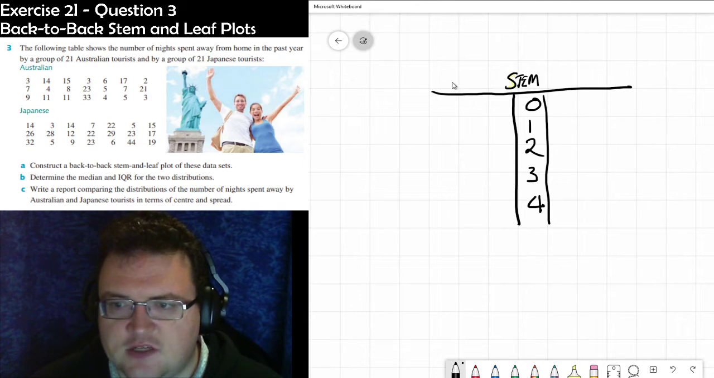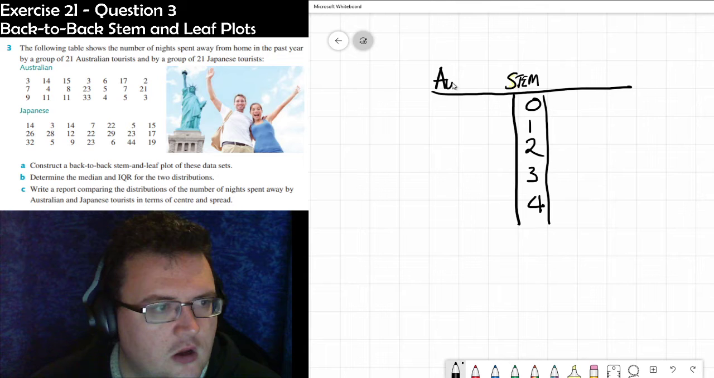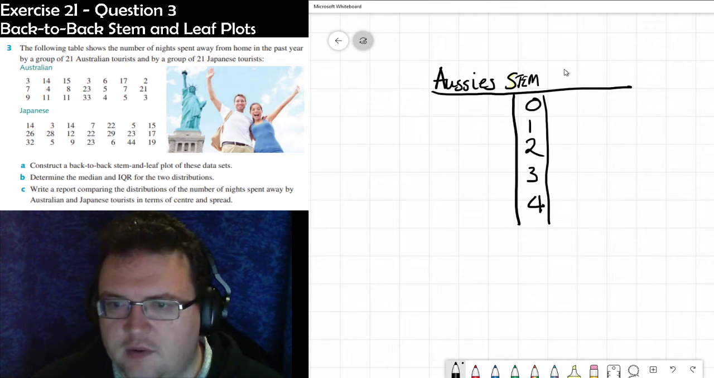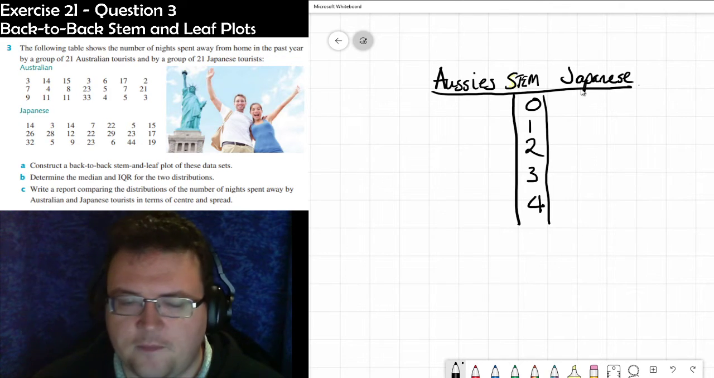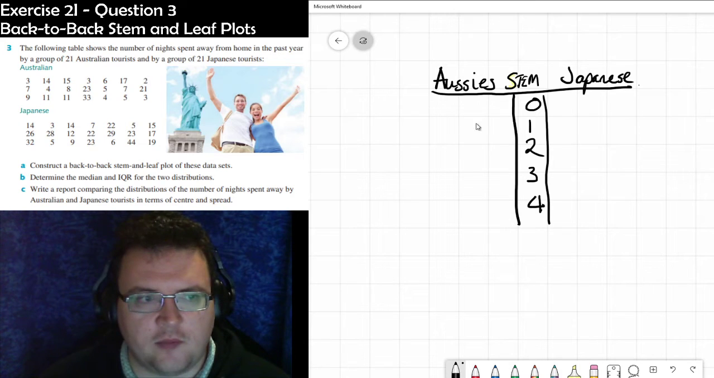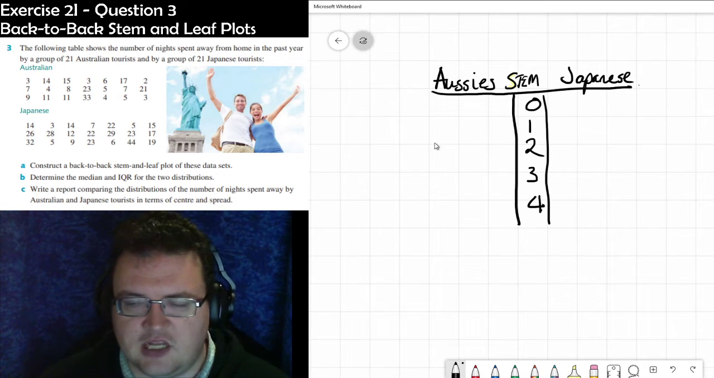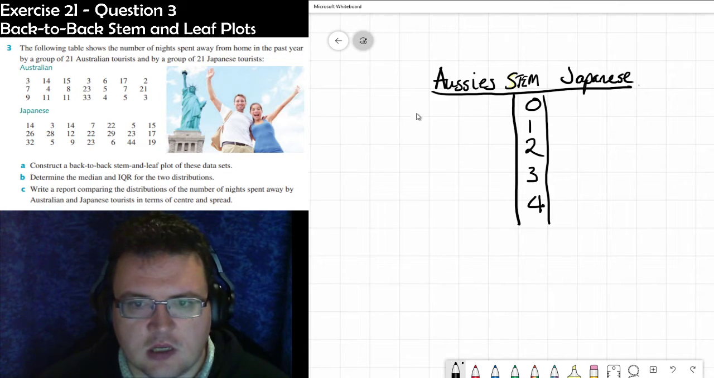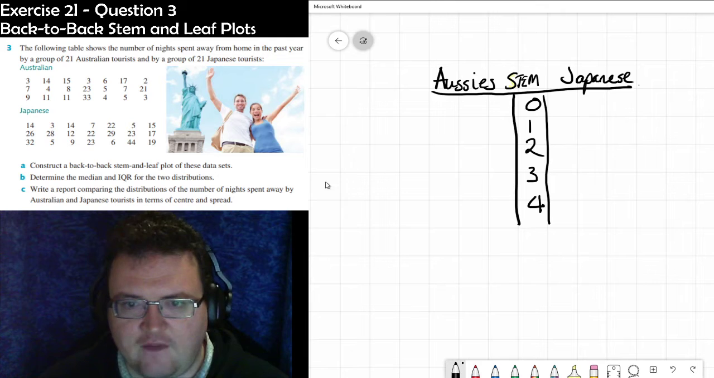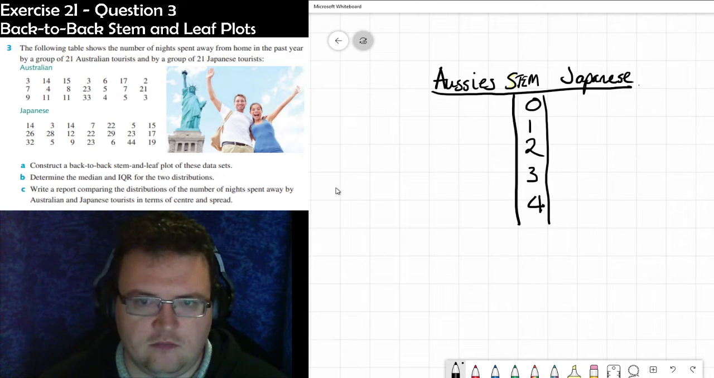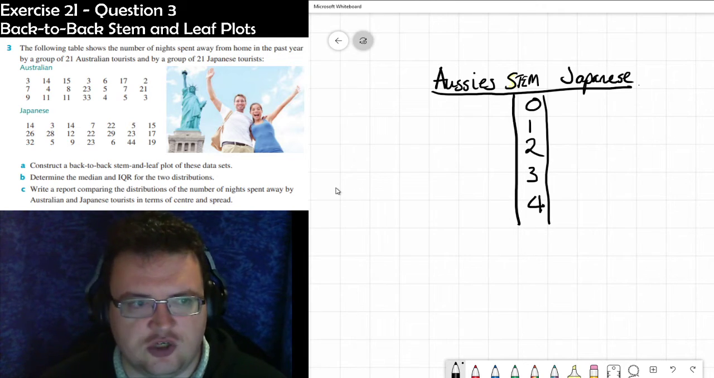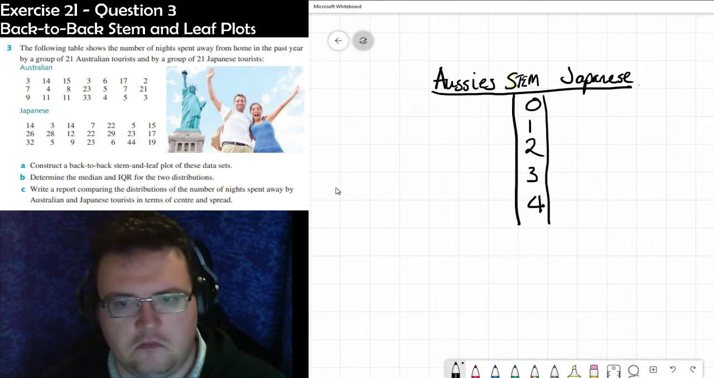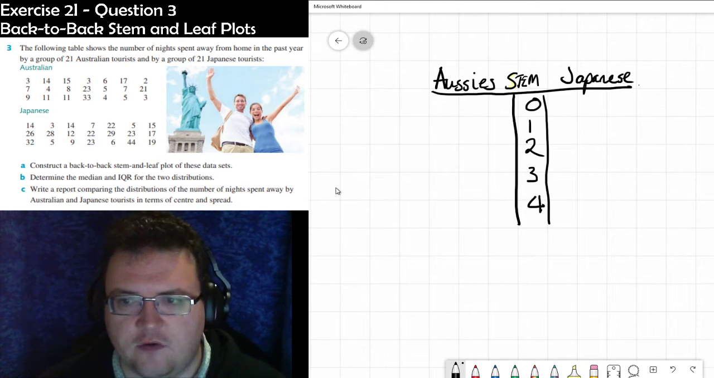Alright, so on my left, I'm going to have the Aussies. And then on the right, I'm going to have the Japanese. And now I'm going to go through and put this data into my stem and leaf plot. Now remember that right now it's not sorted, so I'm going to just put these in the order they come in and then move on to the next piece of data. Now as you're doing this, if you're doing this in your book, maybe you want to put a pencil line through it.